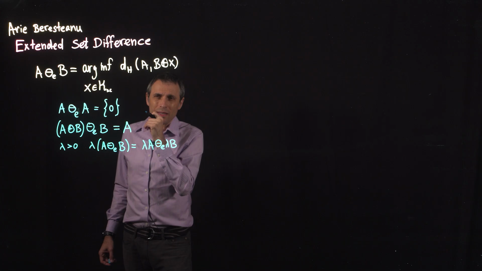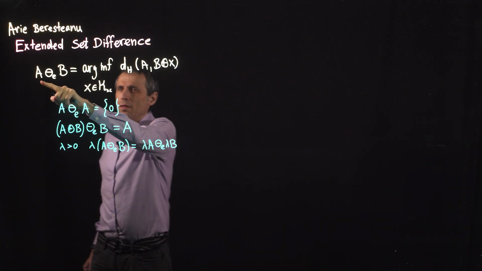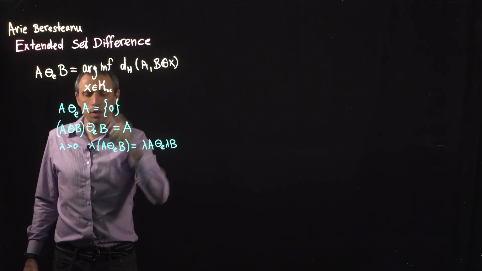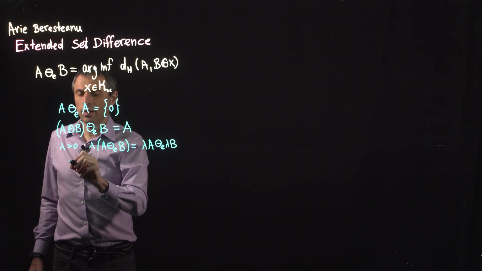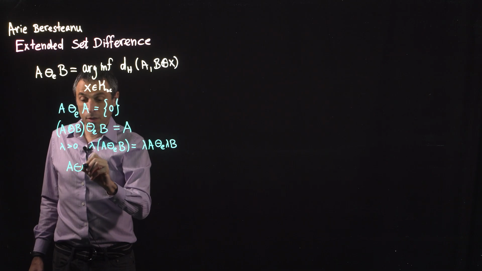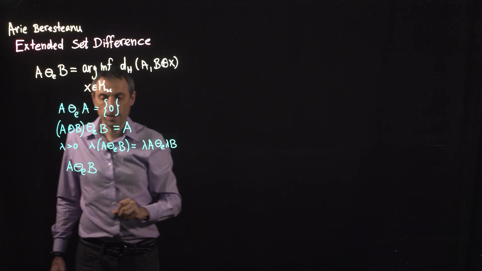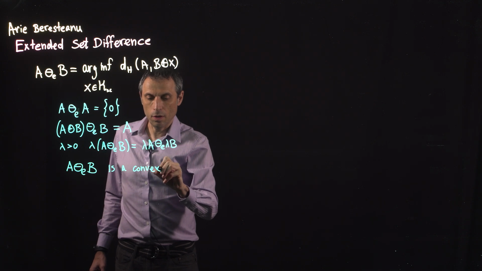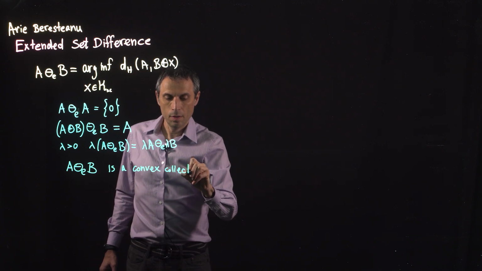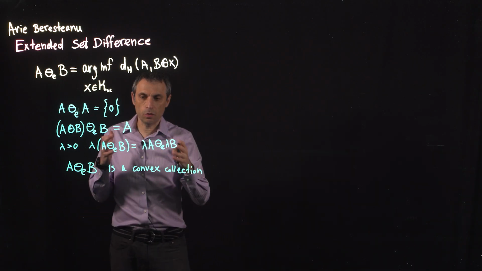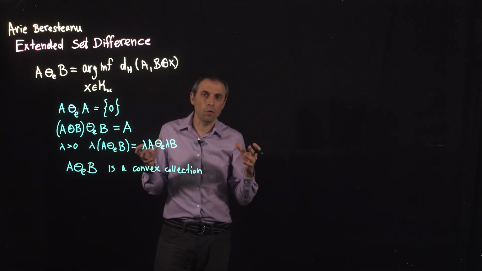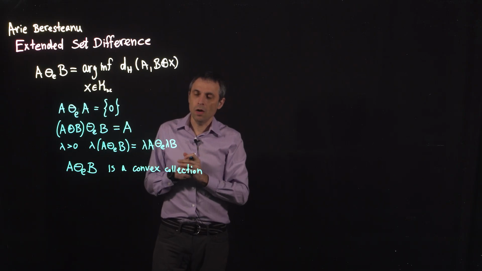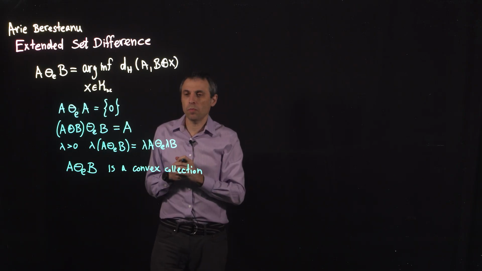Another thing is that if we look at the set of solutions, the collection of solutions to this argmin, then A extended minus B is a convex collection. So it means that if there are two elements inside this collection and you take a convex combination, that's also inside this collection. So those are very nice properties.